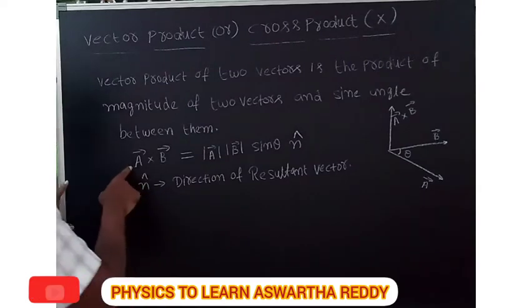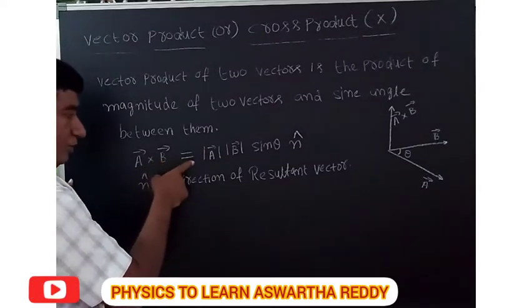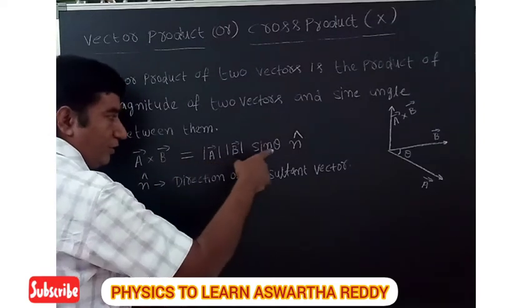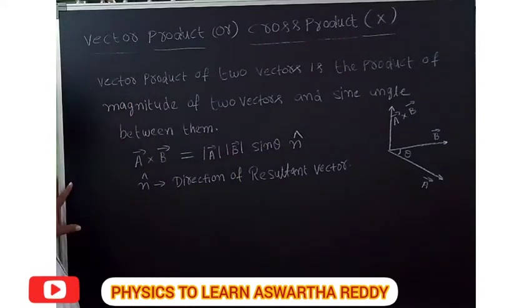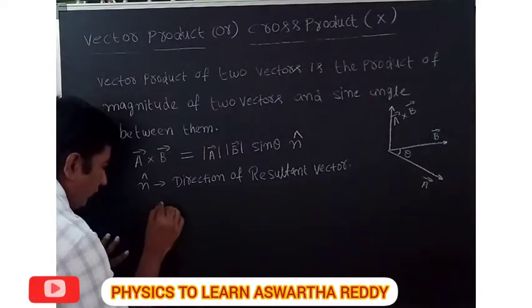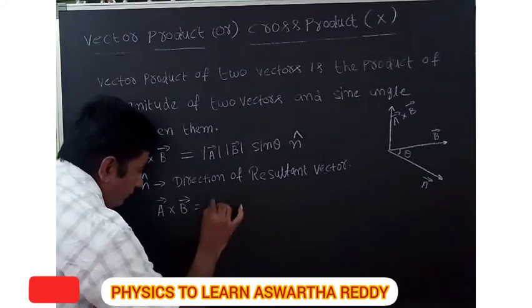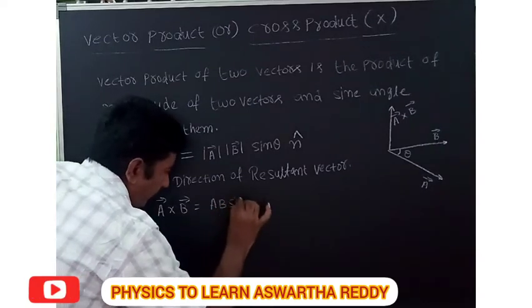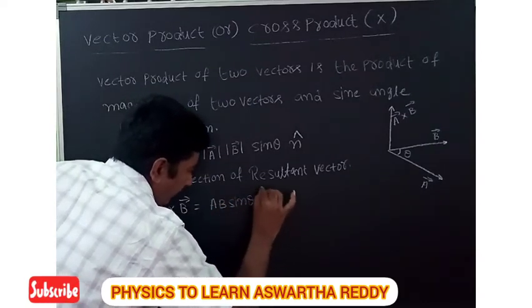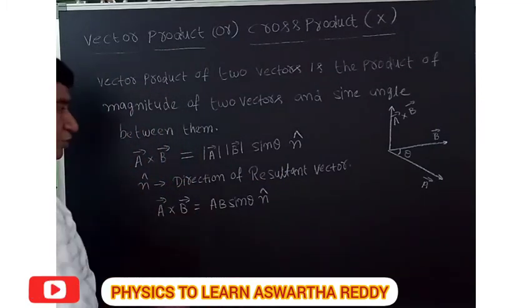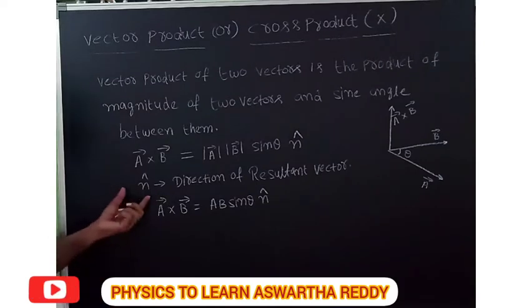So finally we can represent this as A vector cross B vector is equal to the magnitude of A vector into the magnitude of B vector, sine theta, into n cap. In general, we can write this as A vector cross B vector is equal to AB sine theta into n cap. Here n cap represents the direction of the resultant vector. That is, n cap is a unit vector which represents the resultant direction.